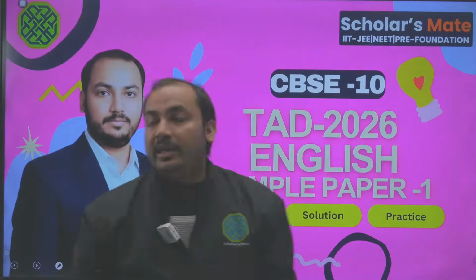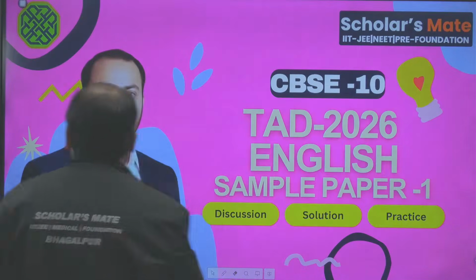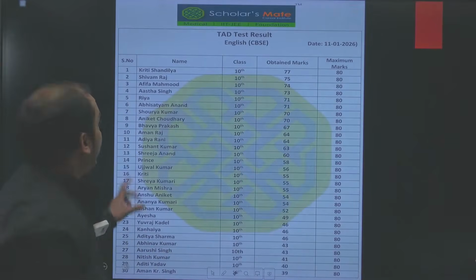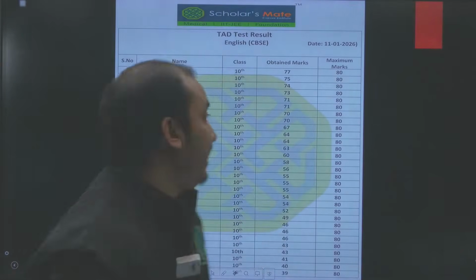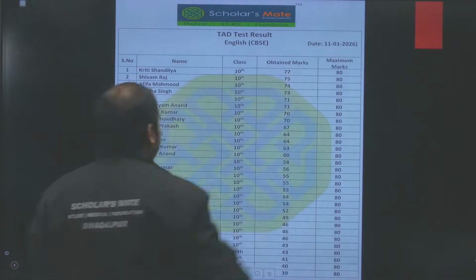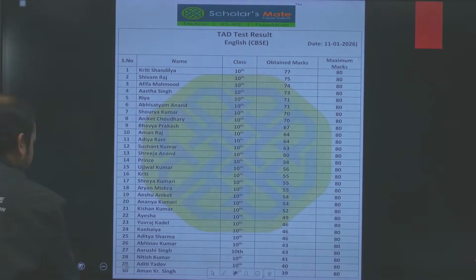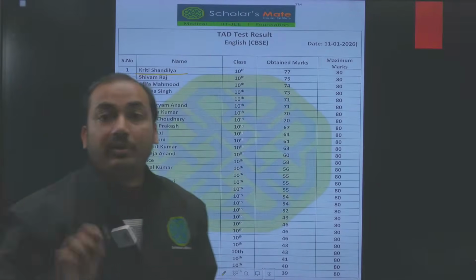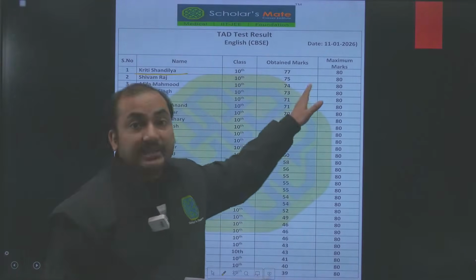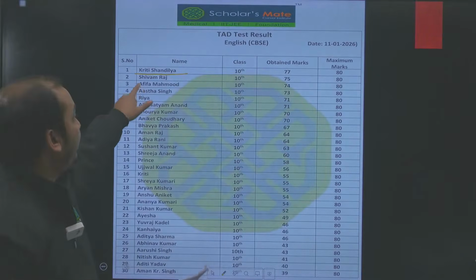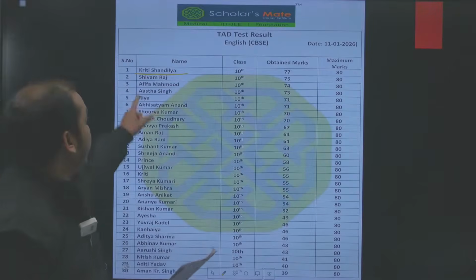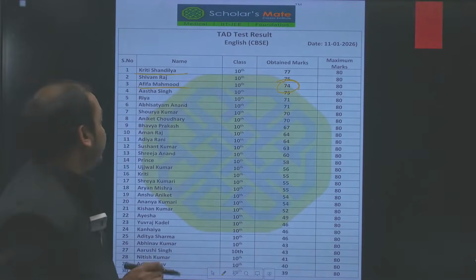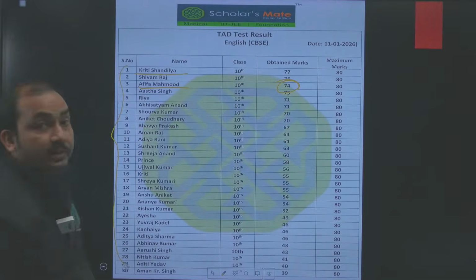Before starting the session, we would like to show the marks of the students who gave the test last Sunday. Here we have one topper who got 77 marks, Kriti Shandilia, 77 out of 80. The second topper is Shivam Raj, who got 75, and the third topper is Afifa Mahmood, who got 74. All of you can see the list given here.